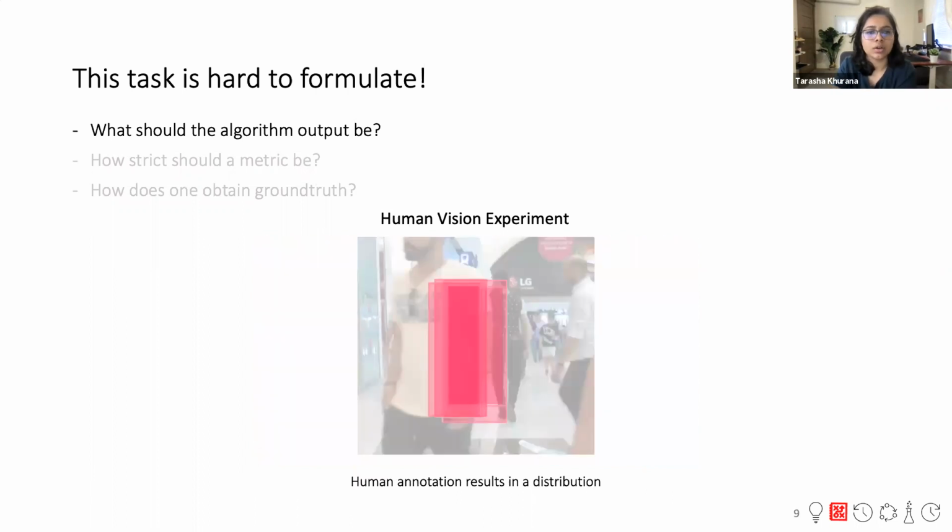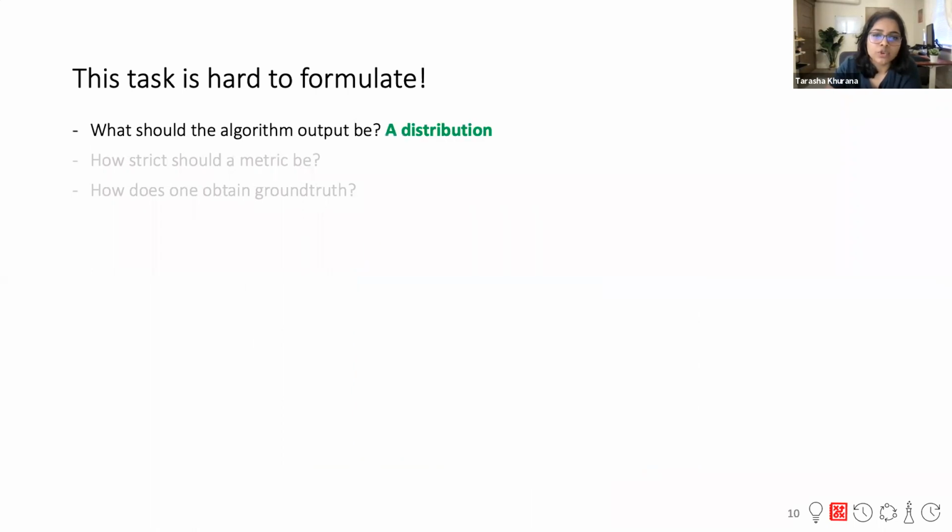So here I'm visualizing one particular frame from the occlusion phase. And you'll see that all the online human annotations approximately result in a distribution. For this online task, we expect our methods to at least output a distribution of boxes instead of reporting a single bounding box.